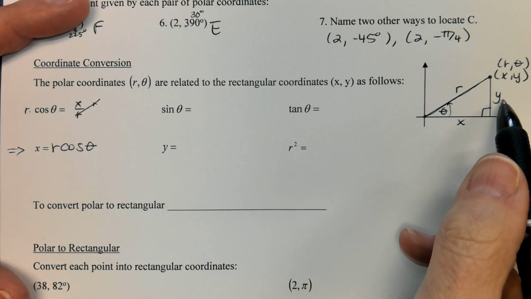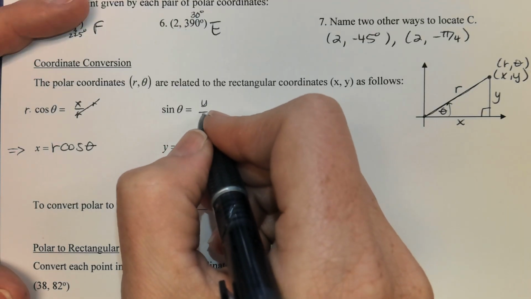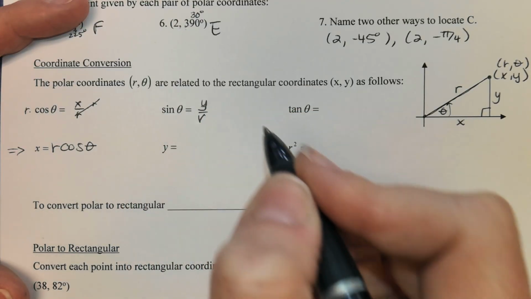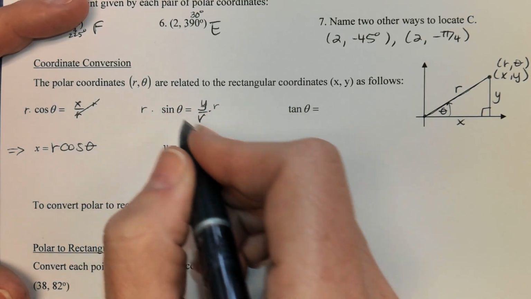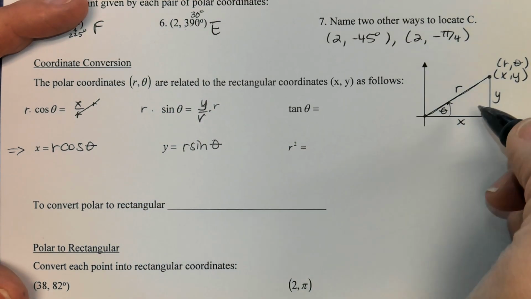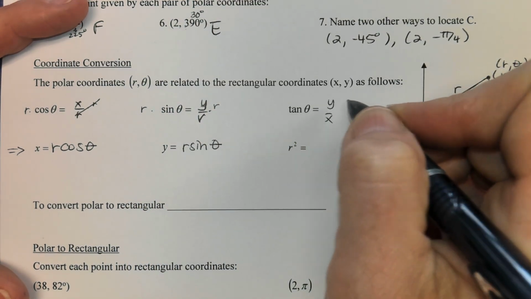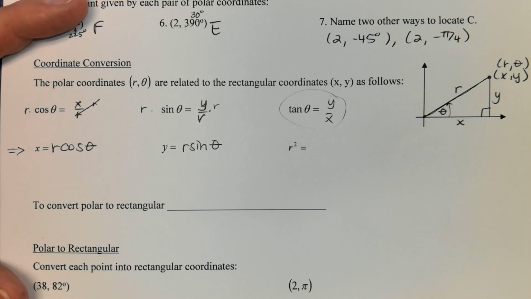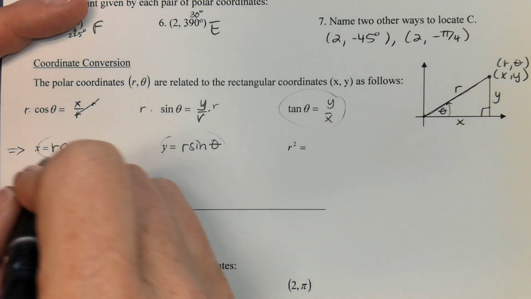Next up, I've got sine. Sine is opposite over hypotenuse, so y over r. Again, multiply both sides by r, and so y is going to be r sine theta. Tangent is y over x. That by itself is one of our converting formulas. I'll just circle the big ones.